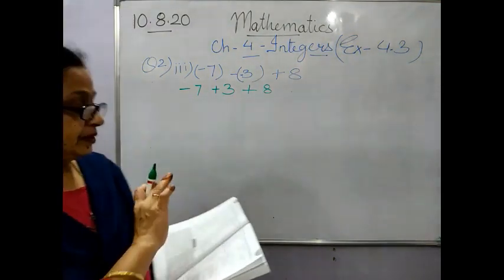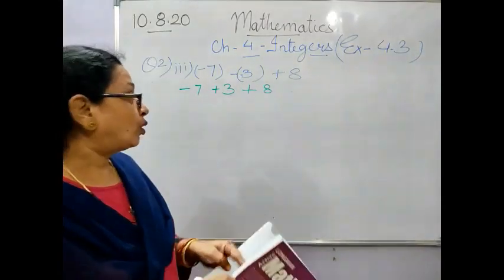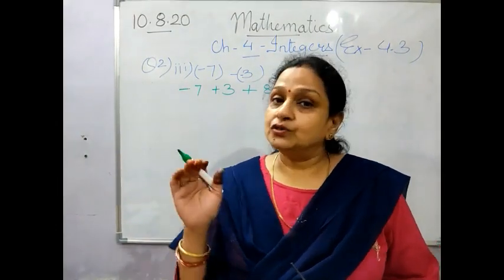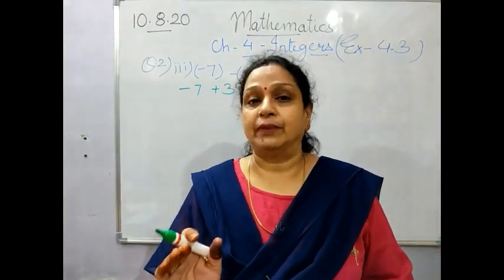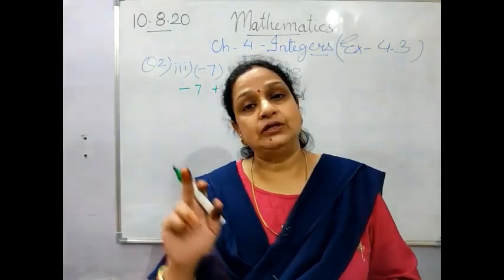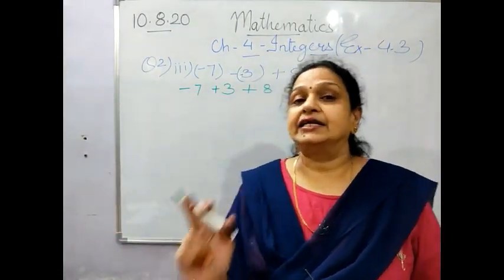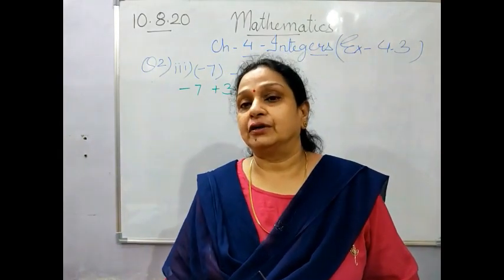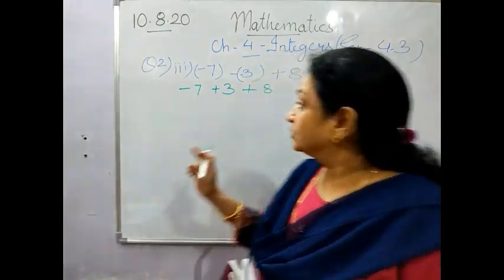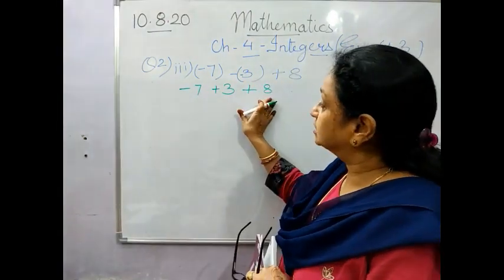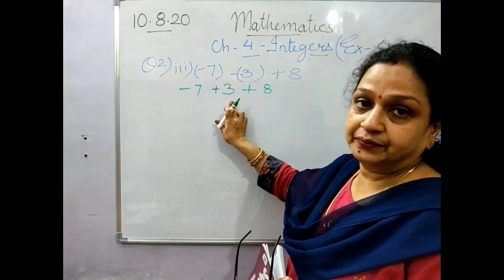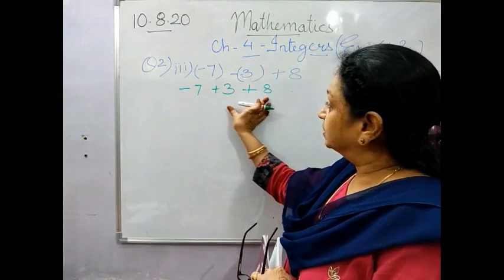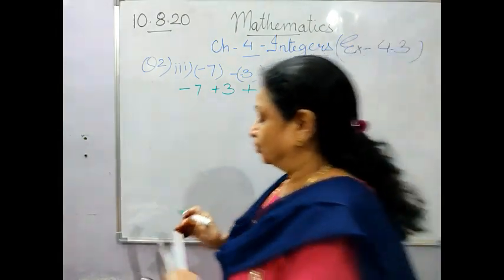Now the brackets have been removed. According to BODMAS, children, you have to please remember, when you solve these sums, you have to follow BODMAS. BODMAS means first of all you will solve the brackets, then the addition operation, and after that the subtraction operation. Brackets have been solved, so first you will solve the addition operation. Don't start subtracting from here. First solve this.